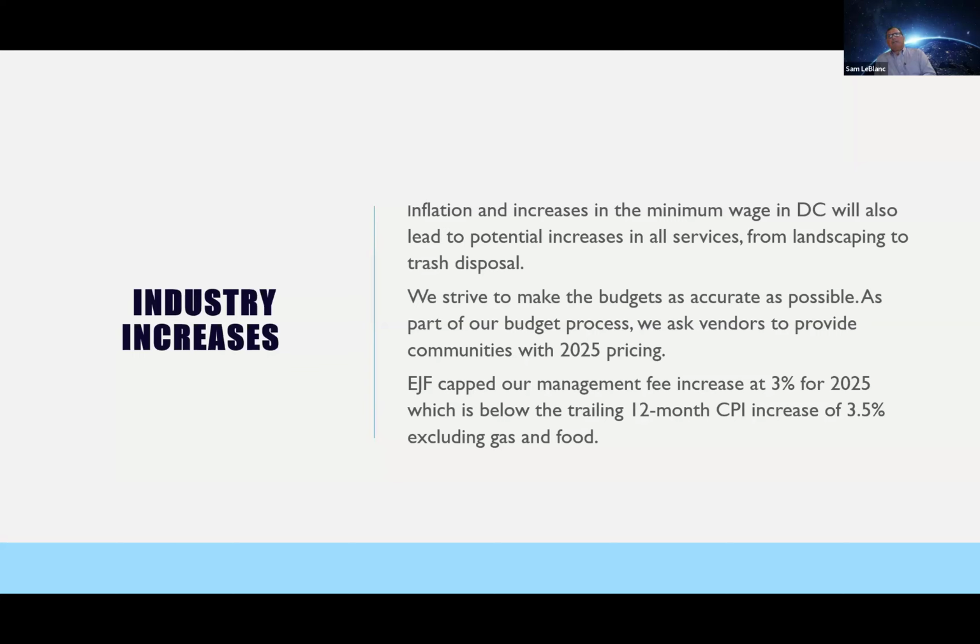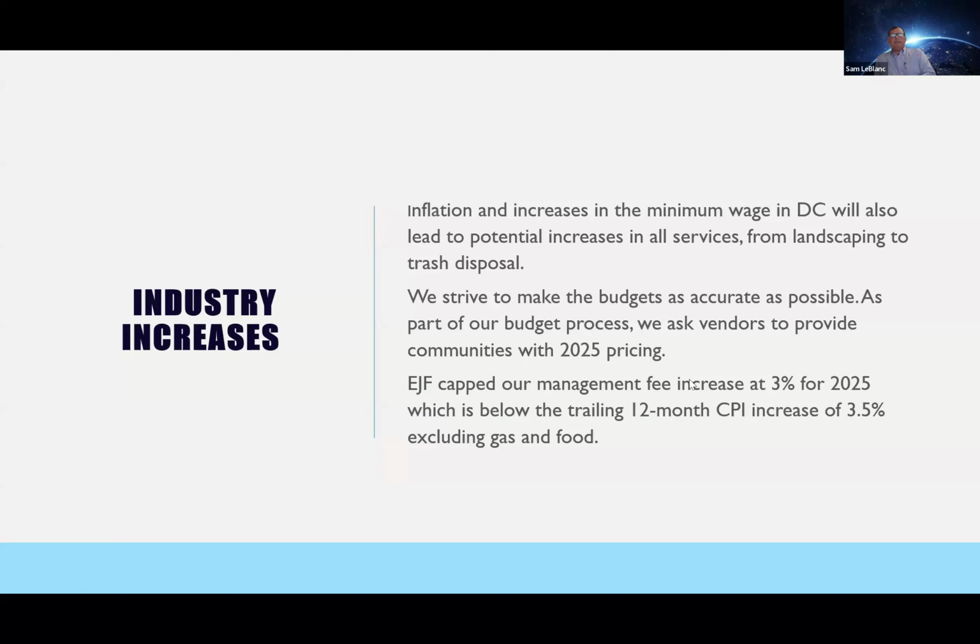So all associations are going to be subjected to some type of inflationary pressures, sometimes driven by federal or national factors, sometimes by more local factors, but you're going to have inflation. And so we strive to make the budgets as accurate as possible. We try and get vendors to give us pricing for 2025 now. Vendors are not always prepared to do that early on. Sometimes they don't do it until January 1st. But if we can, we're trying to get those prices now so that we can build a very accurate budget.